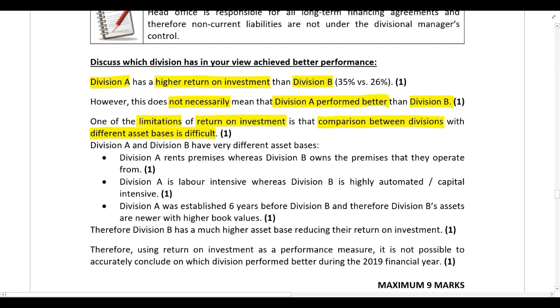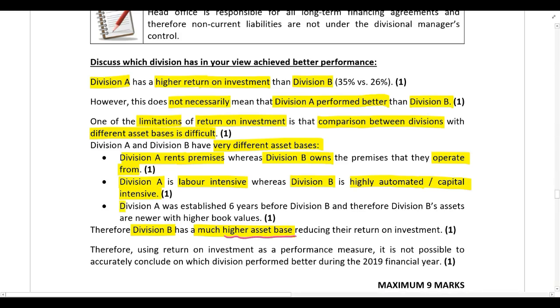And we know, based on the information provided in the scenario, that Division A and Division B have very different asset bases. Firstly, Division A rents premises, whereas Division B owns the premises that they operate from. So obviously, if Division B owns the premises that they operate from, they are going to have much higher assets than Division A. Also, Division A is labor intensive, whereas Division B is highly automated or capital intensive, meaning that they own a lot more machines. So once again, they have a higher asset base.